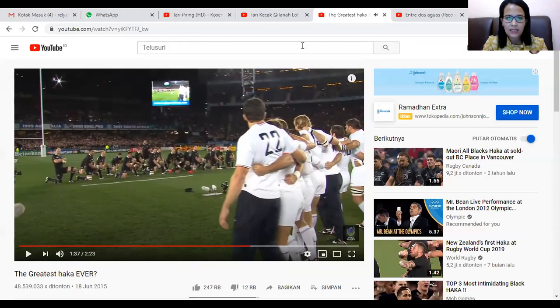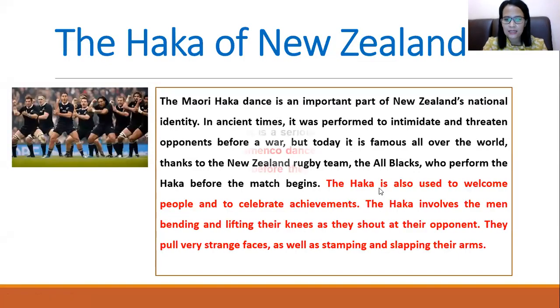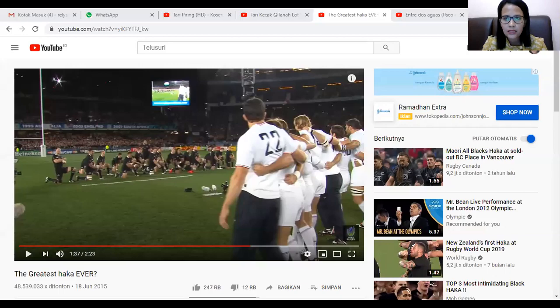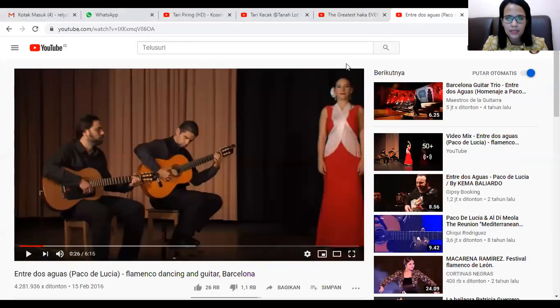Now let's check the last traditional dance, from Spain. The name is flamenco. The flamenco dance is Spanish in origin. This form of dancing developed over several centuries from Gypsy, Moorish, and Andalusian traditional dancing. It is a serious, passionate dance performed by men and women. Let's check. How do the dancers move their bodies when they perform flamenco dance?